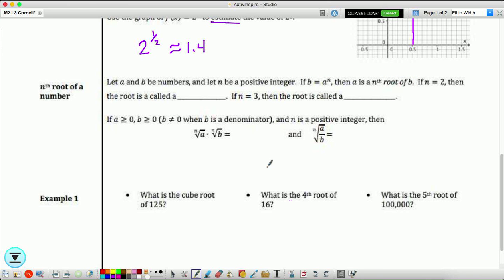is that if we were to imagine, say that this b was a 9, right? And this a was 3. Well, I know that 3 squared is 9. So if I look at this example in particular, then it says that a is an nth root. So the way that I would read this is that this 3 is a square root of b. So in this case of 9, 3 is the square root of 9.